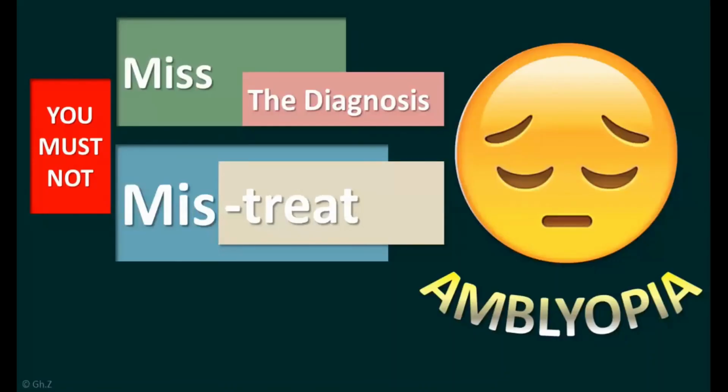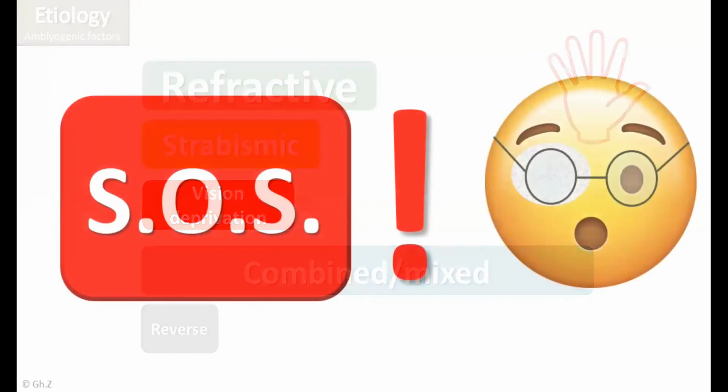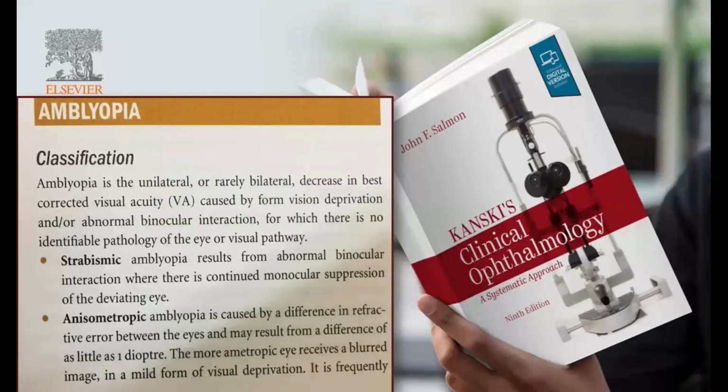So I hope I make some clarifying points here. There is a lot of questions, of course, left, and you have to work on it on your own and with your seniors. Finally, I hope my message has reached about avoiding missing the diagnosis or mistreating amblyopia. And don't forget the line of treatment and this acronym Save Our Sight. And I think if you read it now from Kanski, our beloved book, it will be like a piece of cake.